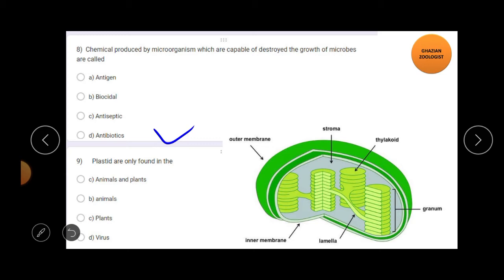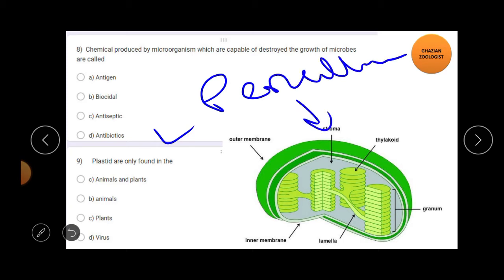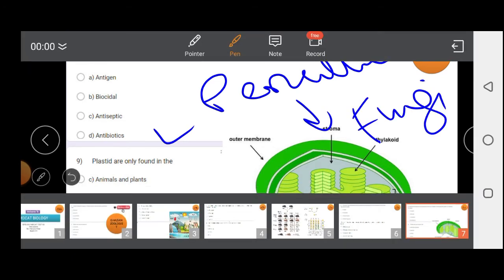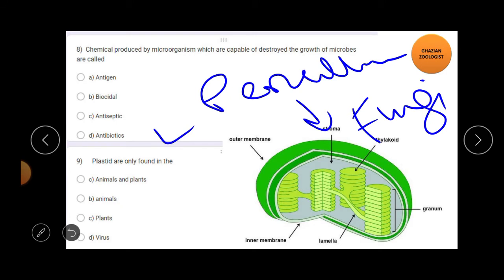For example, if I talk about penicillium, penicillium is an antibiotic which is produced by fungi, and fungi is a microorganism. Got it? So our right option is antibiotics. Mostly antibiotics are produced by microorganisms. So a lot of penicilliums, which are fungi, are grown and used as antibiotics.